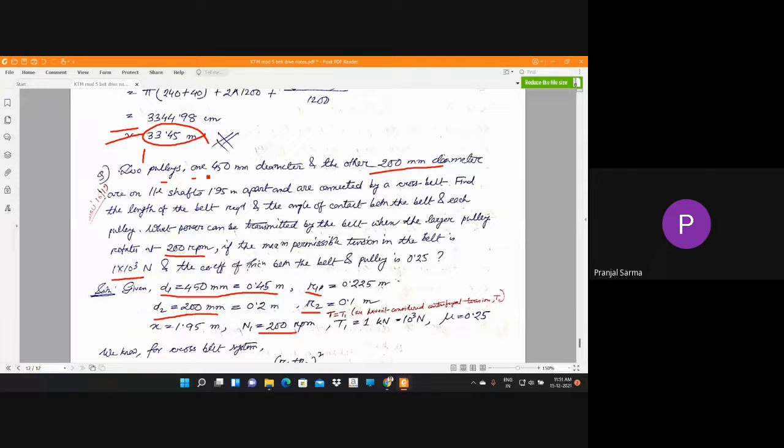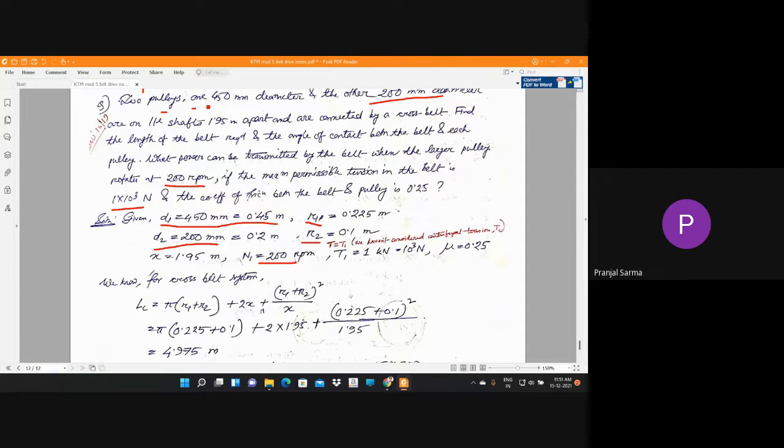So what are the given things? We'll write down. D1, D2 are given, so from there we have found out R1 and R2. The central distance is given, the shafts are 1.95 meter apart, that means that is the x value, 1.95. N1 is also given, so the larger pulley is rotating at 200 rpm. If the maximum permissible tension is given here, for ease of calculation we will not consider the centrifugal tension. We will just omit centrifugal tension.